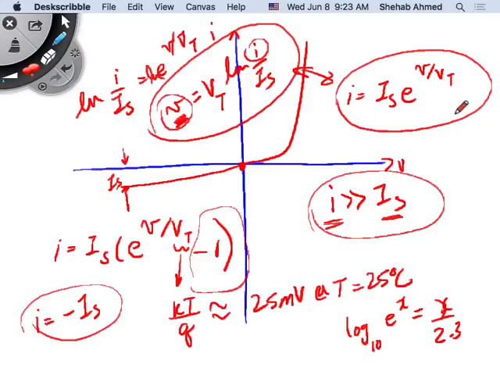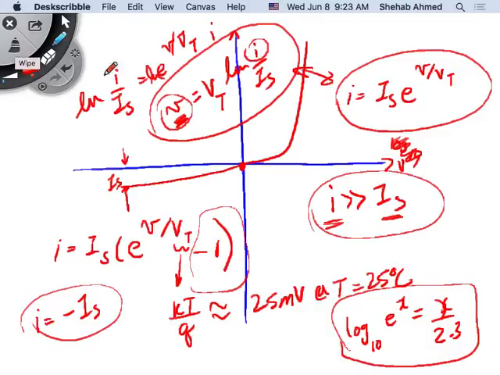I can write it in this fashion, or instead of taking the natural log, I can take the log base 10 on both sides, and I will end up with an equation on the next page that will be useful. With log base 10 here, I will have a 2.3 Vt here, because of this identity. I'll do that on the next page. So everybody's okay with this approximation? It's just an approximation when I'm operating in the forward region. Okay?